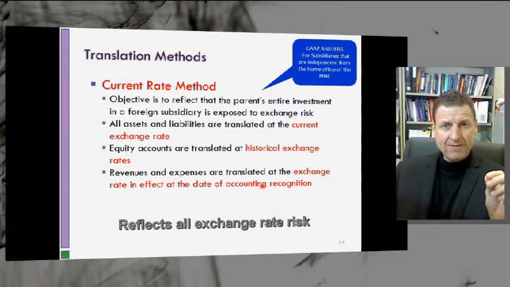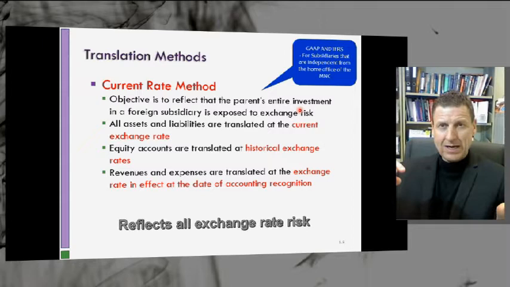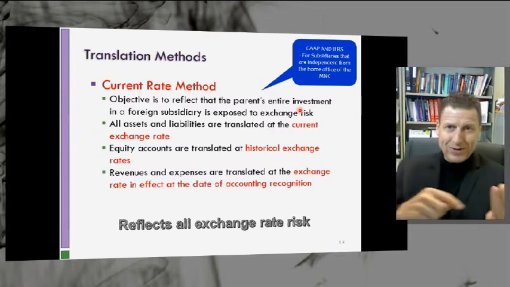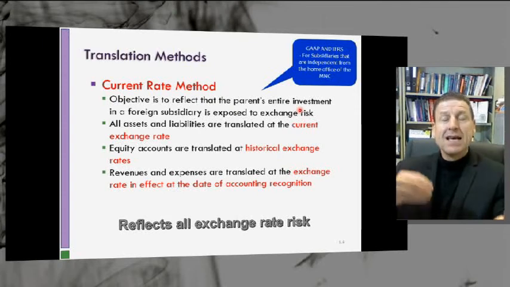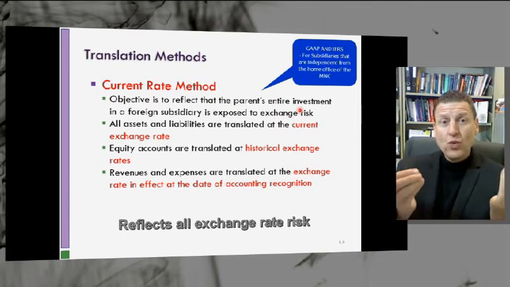Remember, the objective here is to reflect the parent's entire investment in the foreign subsidiary. So it's kind of like the foreign subsidiary is an entity on its own. It's not subject to the whims and the whams of the head office, the head office saying to the subsidiary, you go this way, you go that way. No, the subsidiary is making money on its own. It's sort of like an independent investment. So what do we need to do here? We need to reflect that.